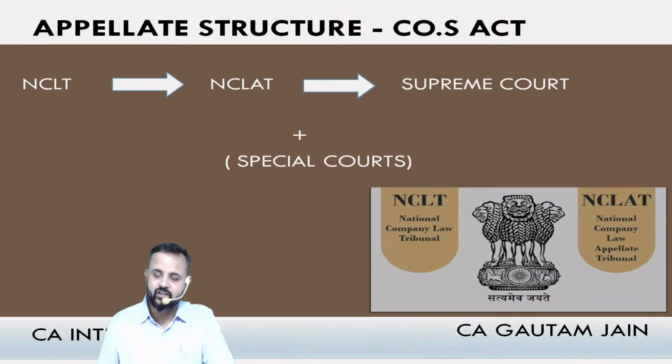Then appellate structure under company law, meaning if someone is unhappy with something in company matters and wants to appeal, then NCLT. What is the full form of it? National Company Law Tribunal. In short, we can also say tribunal if we want. And then NCLAT is the next authority, National Company Law Appellate Tribunal. So if we want, in short, we can also say appellate tribunal. And then the apex authority is Supreme Court. And in some cases, there can also be a special court. Special court is a quasi-judicial body. I've told you that's not a judicial body.